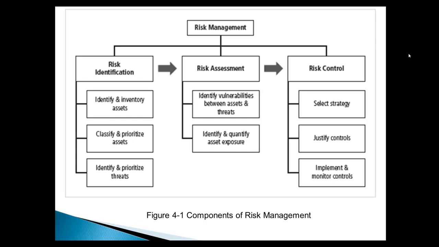The final portion of the risk management process is risk control, where we're going to select a risk control strategy. We're going to justify any controls that we wish to put in place, and then we're going to implement and monitor those controls. And keep in mind that this is, again, a cyclical process. So just when we finish, we're going to start all over again, and we're going to redo the risk assessment process or risk management process on a periodic and rotating basis.